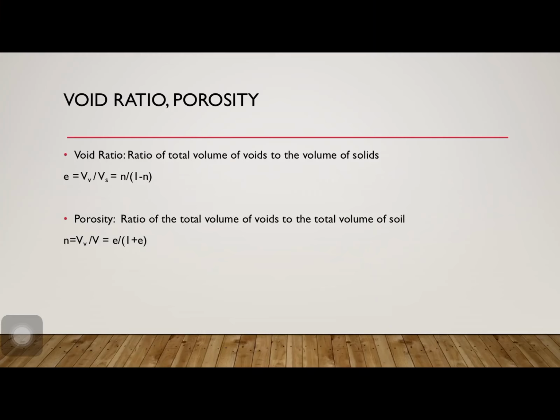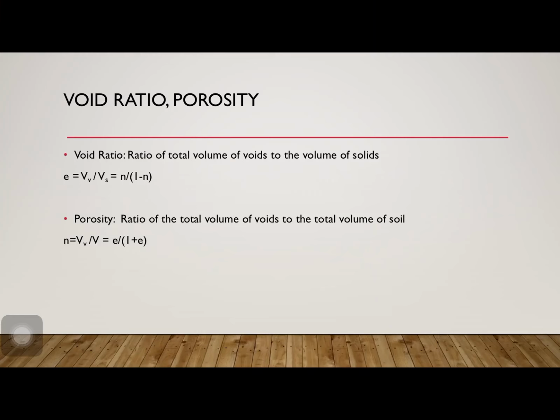So void ratio is the ratio of total volume of voids to the volume of solids, VV by VS, which is equal to n by 1 minus n. These are very important formulas. Why? Because in the GATE exam, it can be asked as a 1 mark question or as a 2 marks numerical question also.